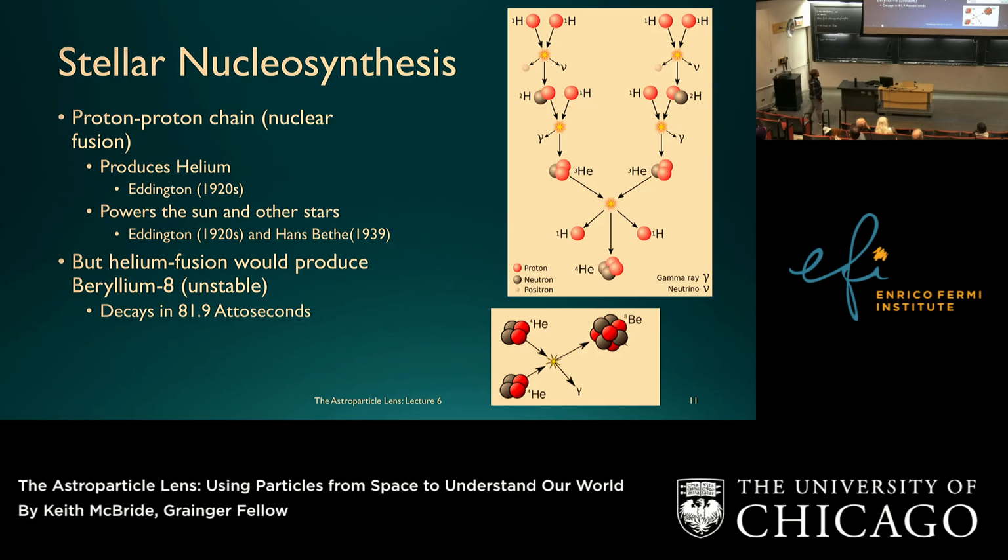They knew that at the time. It decays actually with a half-life of what's called 81.9 attoseconds. The unit is attoseconds. So if you're not used to that unit, I'll give you a little way of thinking about it. Light can travel 3 hydrogen atoms in 1 attosecond. So that's how unstable this nucleus is, right? Beryllium-8, unstable, non-starter. You can fuse protons all you want, you get helium all you want. You can't explain the mass gap with this kind of nuclear fusion.